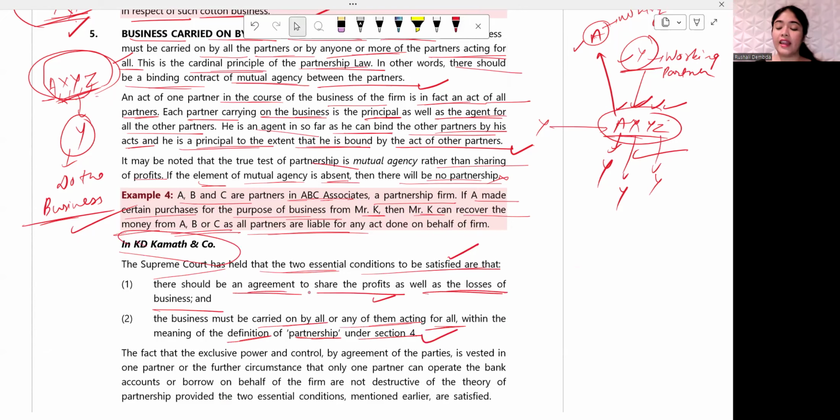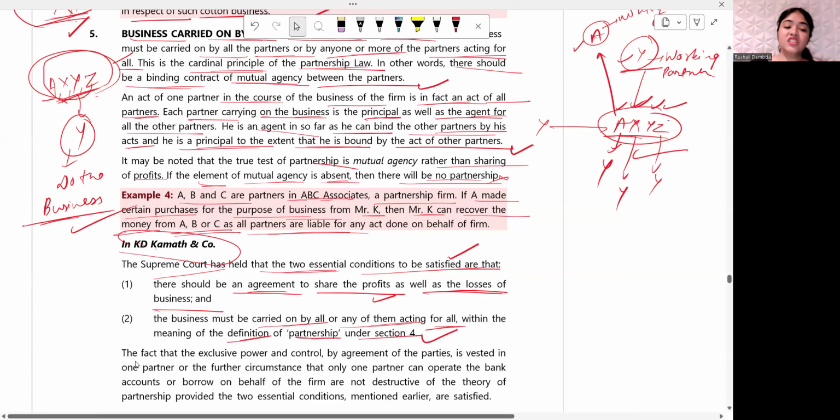They should be carrying on the work together, or any one of them should be carrying on the work on behalf of all the partners. So first important point as per this essential elements in the KD Kamath and Company case law is they should be agreeing to share the profits as well as losses of the business. Next is business must be carried on by all or any of them acting for all within the meaning of the definition of partnership. As mentioned in the partnership definition, all of them should be carrying on the business or only one can act, like any one of them can act for all the partners.